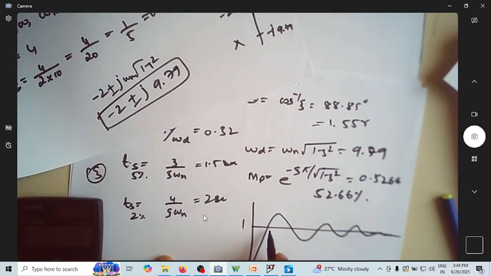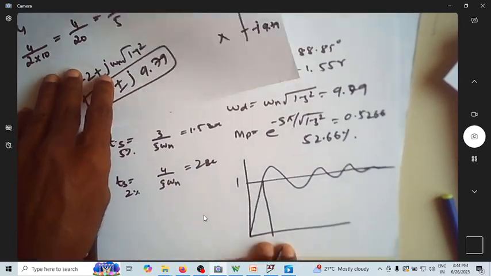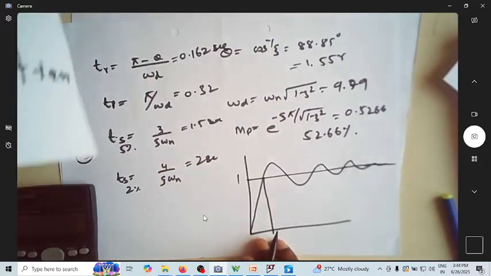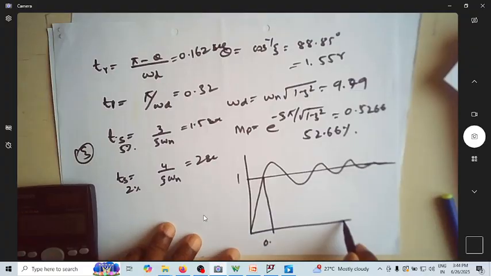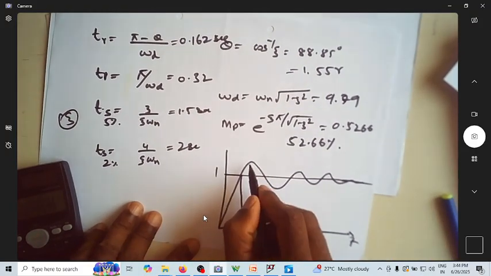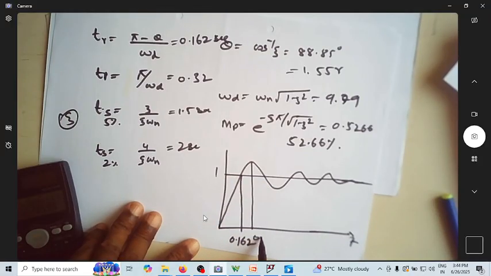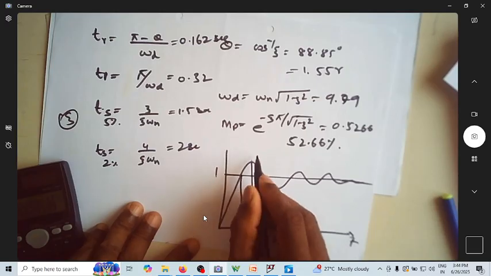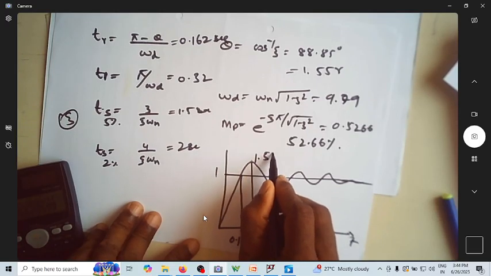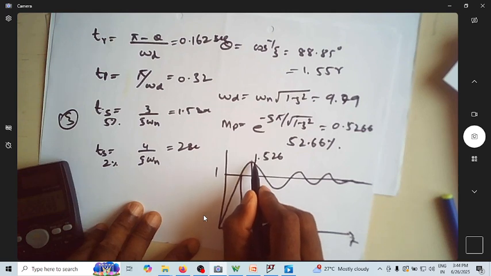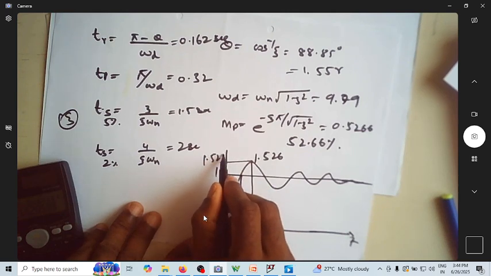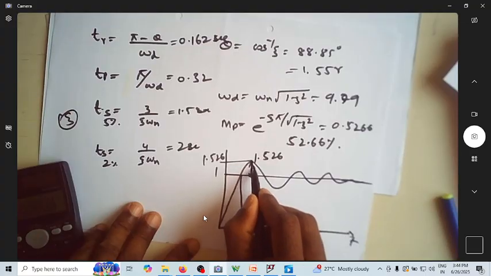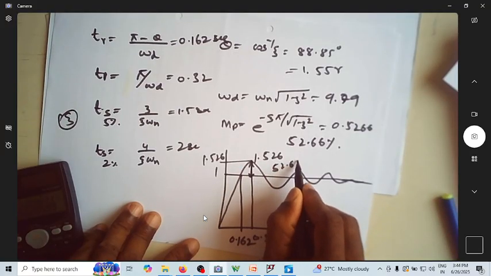So it will reach the rise time at 0.162 second with respect to time. It will reach the peak time at 0.32 second, almost the double. And this peak value is 1.526. This overshoot would be 52.66%.